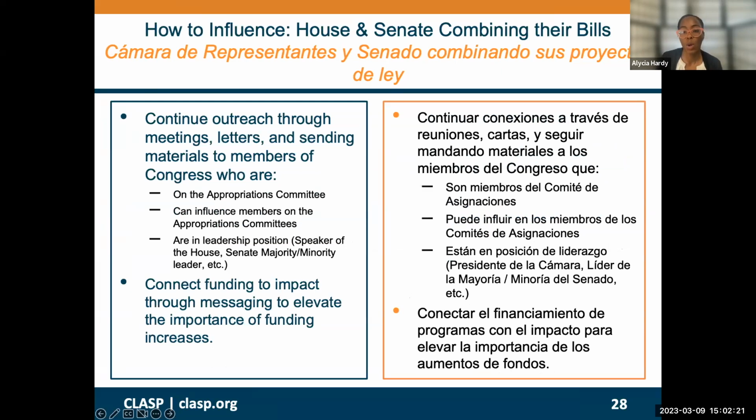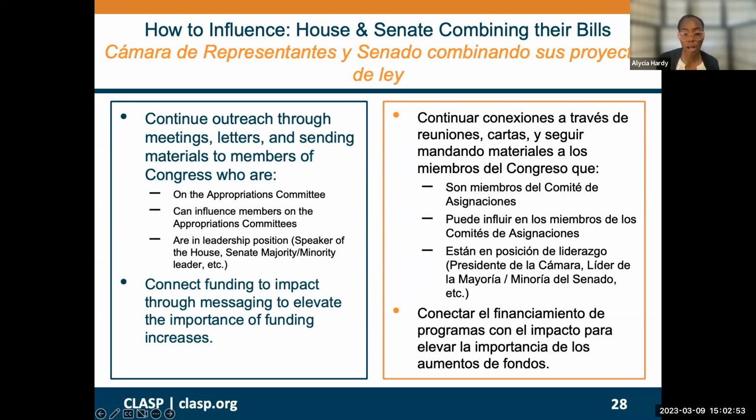As the House and Senate work to combine their bills and come to an agreement on a final funding level, there are a few ways that you can influence the process. You can continue reaching out through meetings, letters, and sending materials to Congress for those who are on appropriations committees. You can influence members on appropriations subcommittees, and you can also reach out to those in leadership positions such as Speaker of the House, Senate Majority Leader, and Minority Leader.